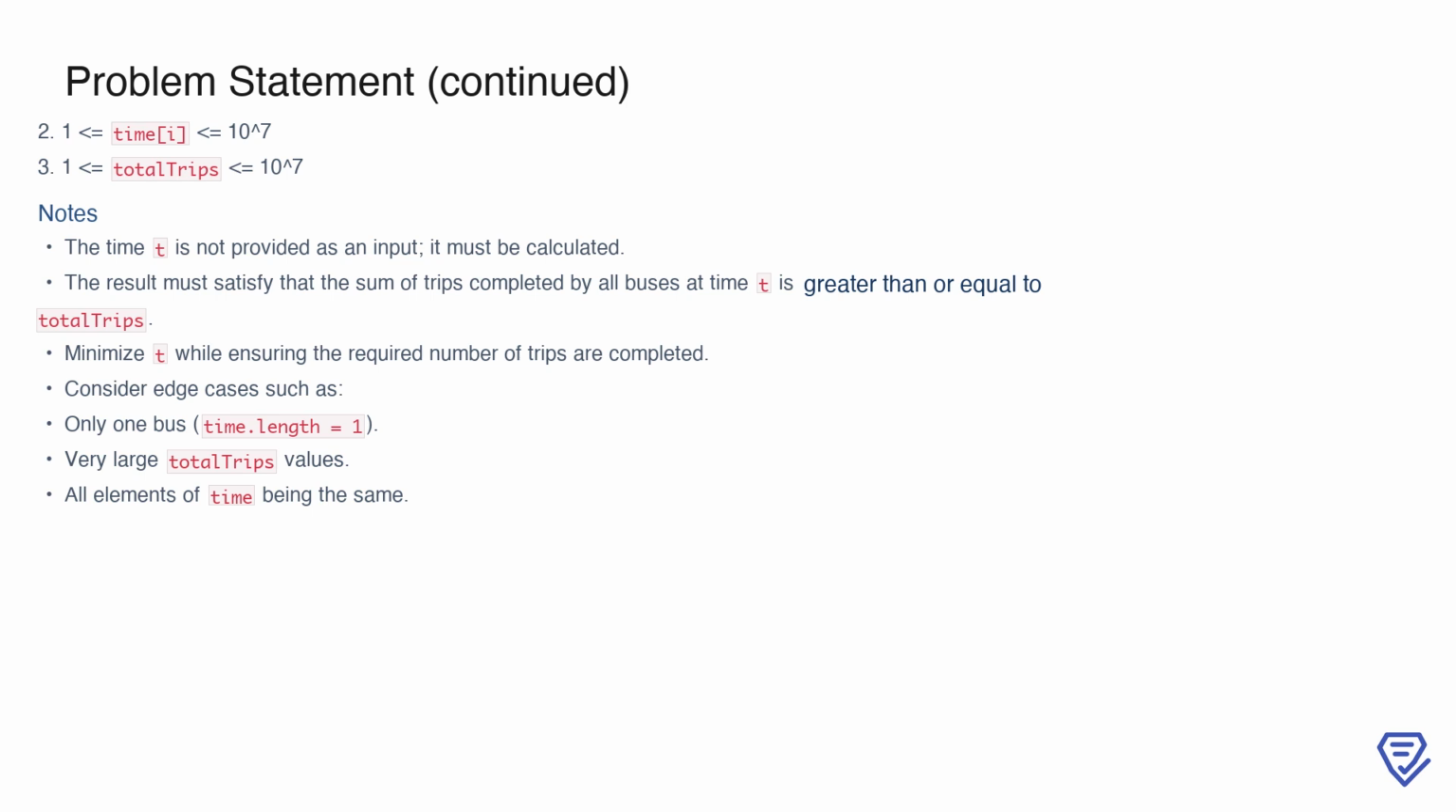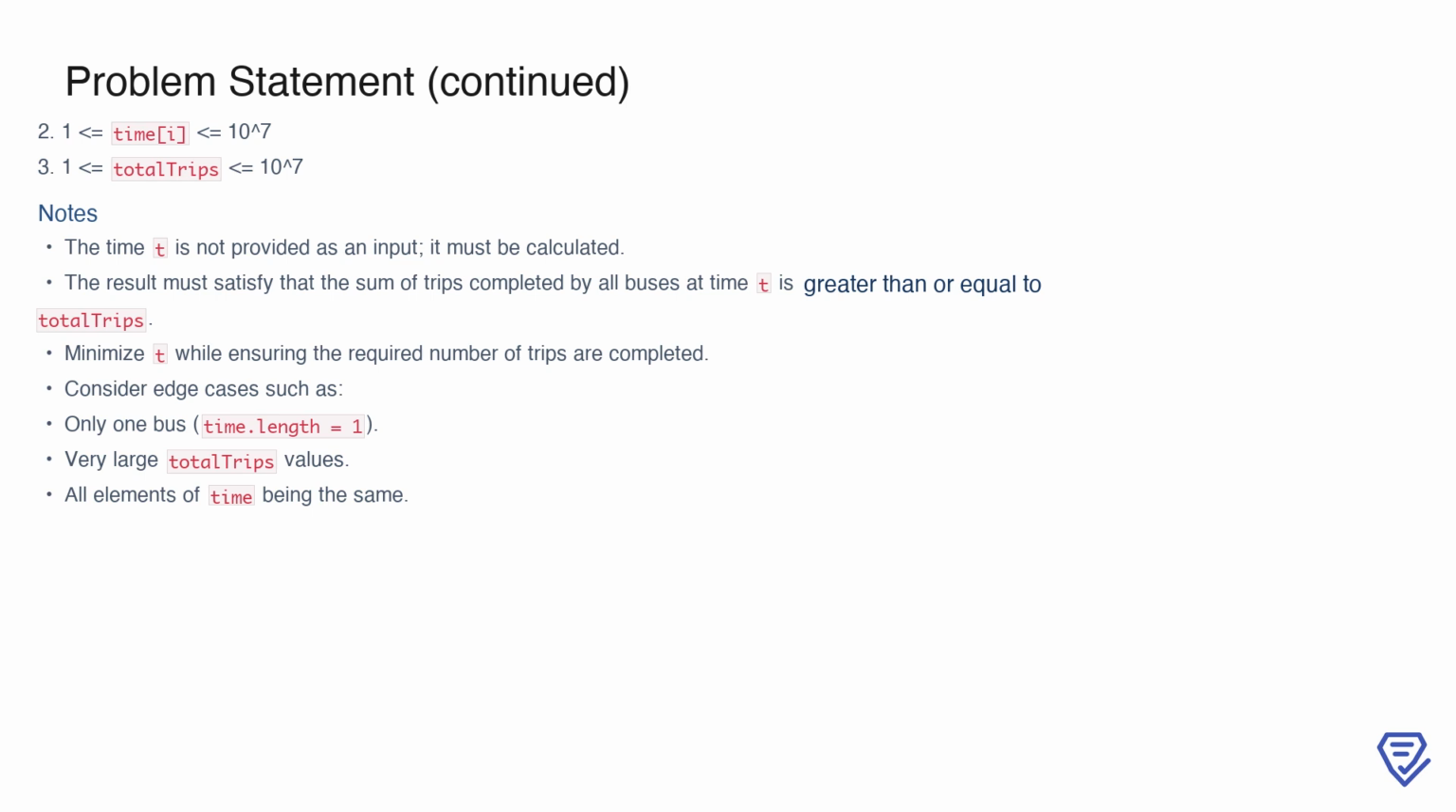In this problem, several constraints and considerations must be taken into account. First, the number of buses, represented by the length of time, can range from 1 to 100,000. Each bus's trip time, represented by time[i], can be as small as 1 or as large as 10 million. Additionally, the required total number of trips, total trips, can also be as high as 10 million. Importantly, the time t is not provided as an input, it must be calculated. The solution must ensure that the sum of trips completed by all buses at time t is at least total trips, and the goal is to minimize this value of t.